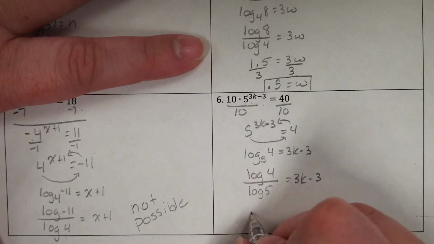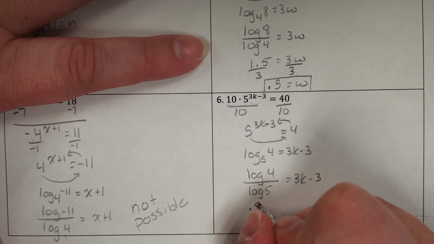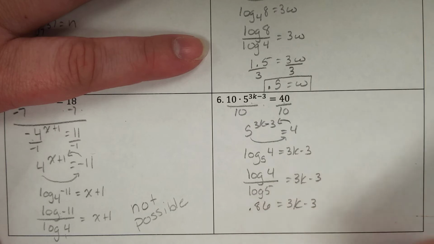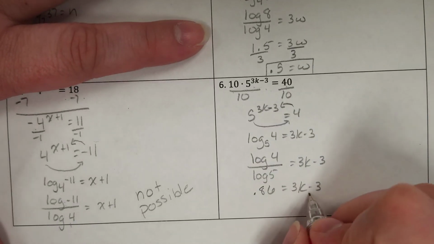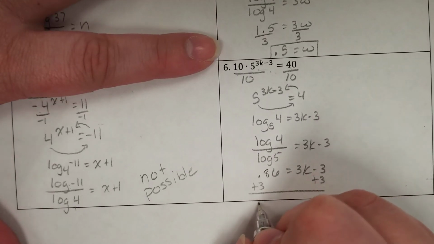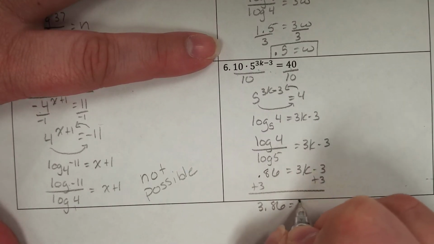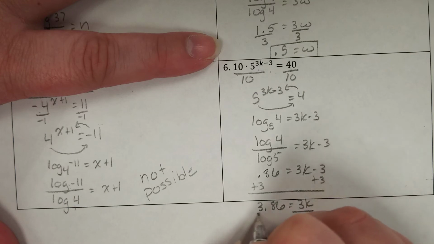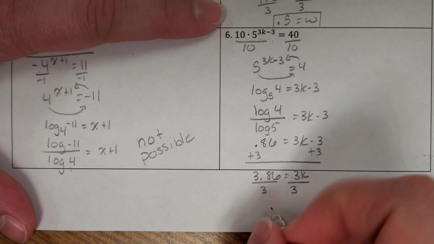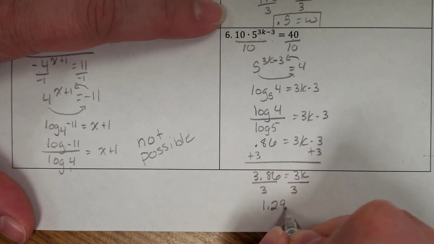So this is 0.86 equals 3k minus 3. And I would just solve like any other equation we would have. So 3.86 equals 3k. Alright, so our answer is 1.29 equals k.